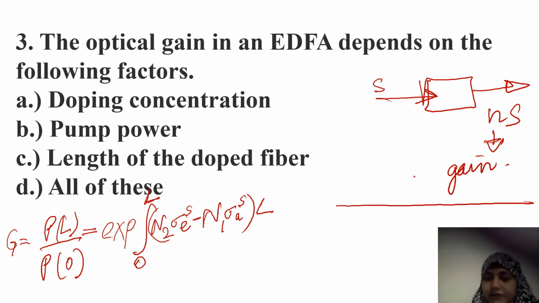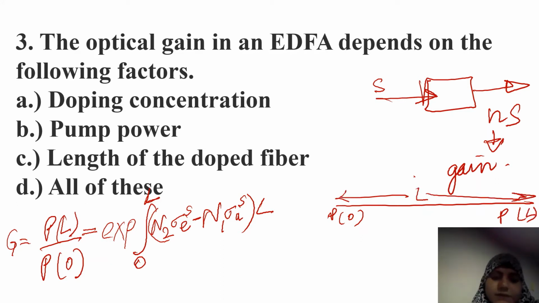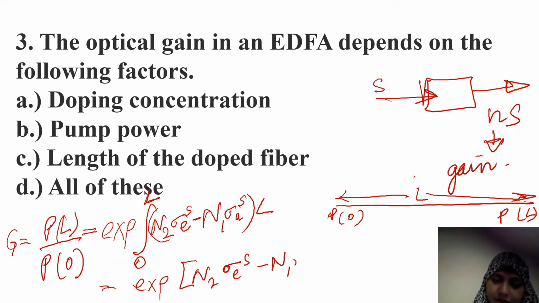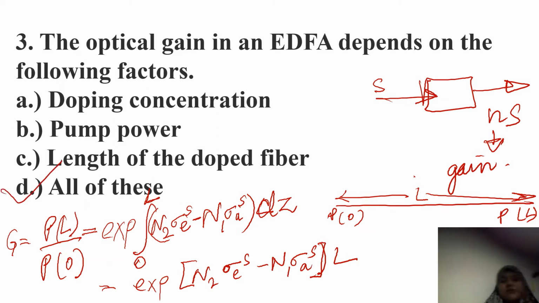So this is my fiber, this is P of 0, and this is P of L, and this is the whole length of the fiber. Okay, so this is my gain. So the gain is equal to the exponential of the integral of N2 sigma ES minus N1 sigma AS, dz, from 0 to L. Okay, so it is dependent on the length of the doped fiber. So the answer is all of this.